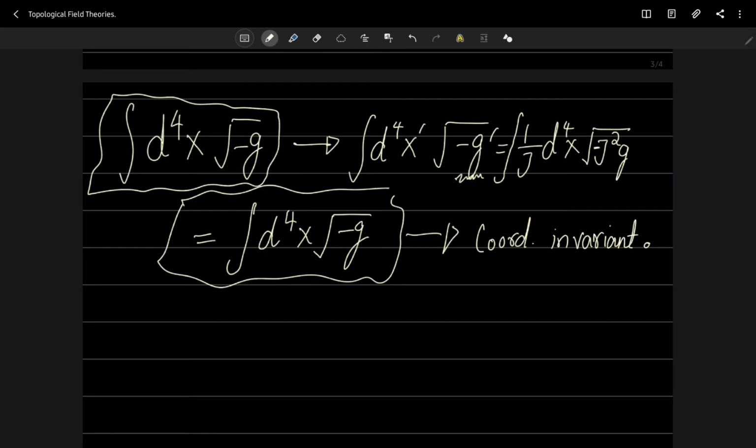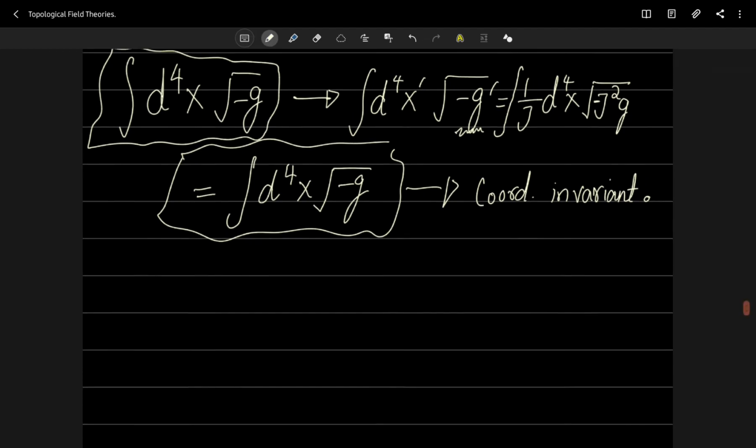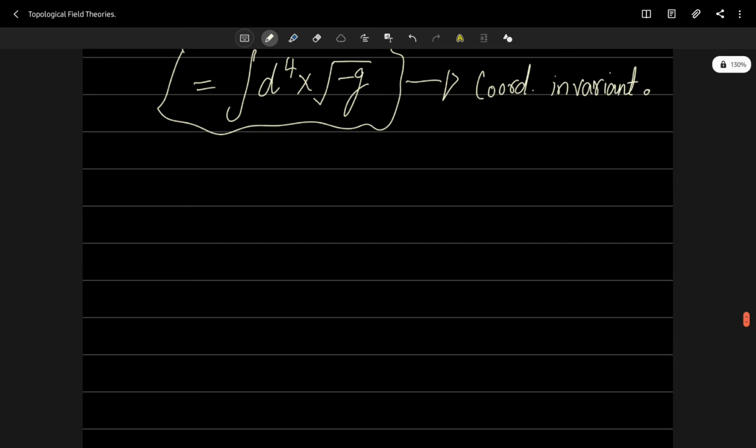right? And so when I said that something as simple as volume is not coordinate invariant, it turns out that with the help of this metric and the fact that it transforms as g mu nu to g mu prime nu prime, it is indeed coordinate invariant, right? Okay, so what does this mean for the action that we were talking about?